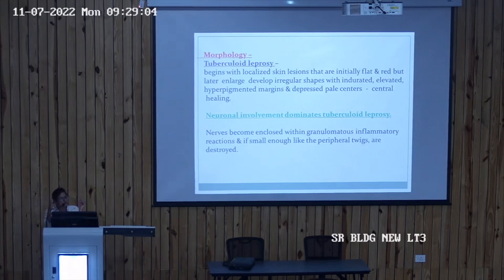And in tuberculoid leprosy, what happens? Neuronal involvement dominates in tuberculoid leprosy. Nerves are enclosed with granulomatous inflammatory reactions. And if the nerves are very small, that is twigs, they are destroyed.